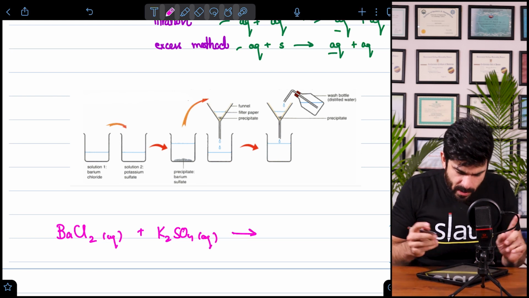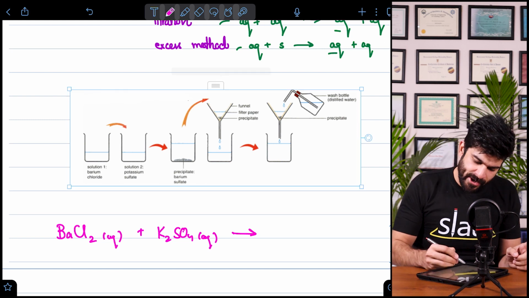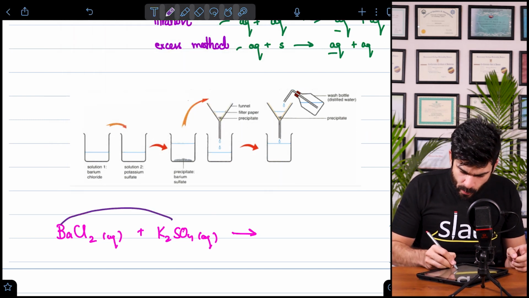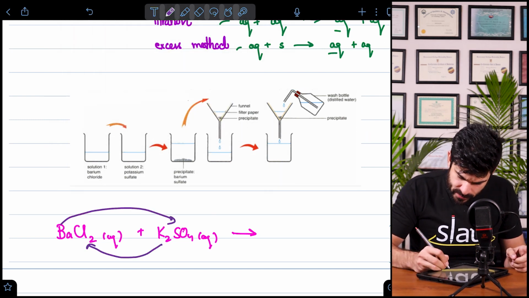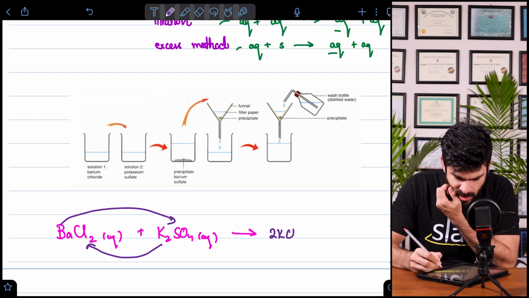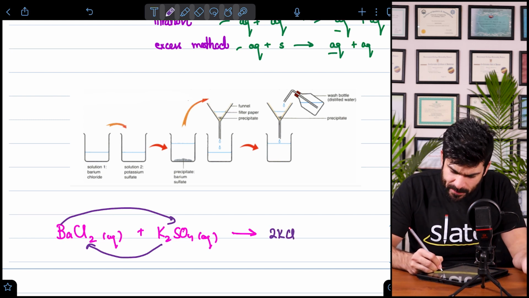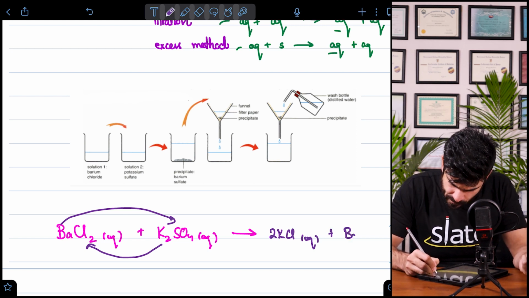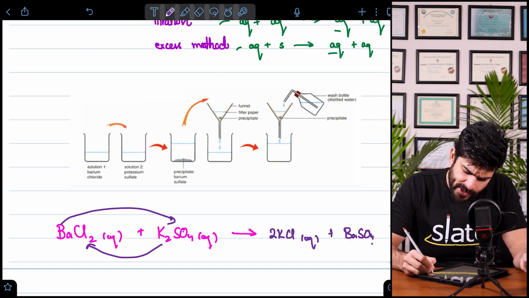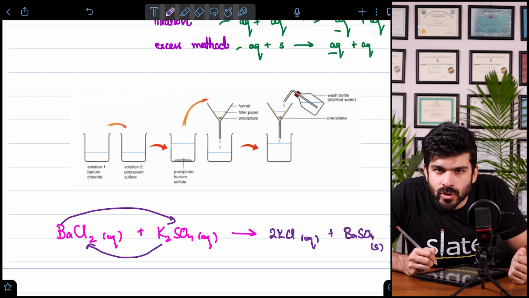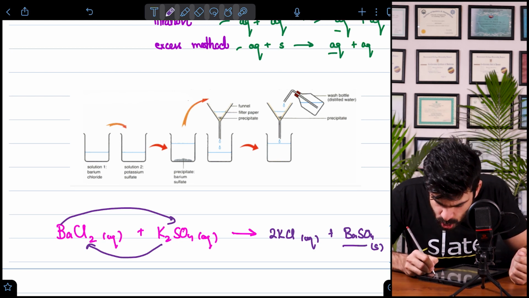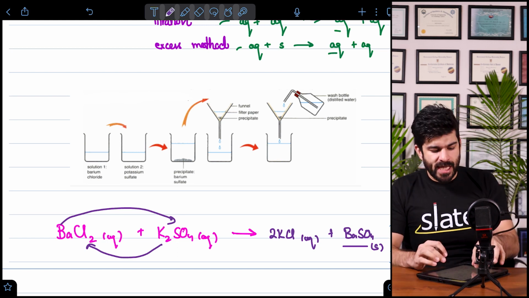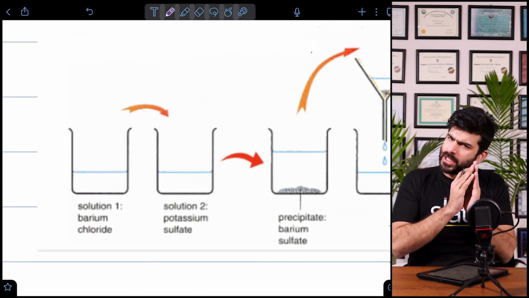There will be a double displacement reaction. Barium will go with sulfate, potassium will go with chloride. So we get 2 moles of KCl, all chlorides are soluble, except silver and lead. And barium sulfate. So what do we recall about barium sulfate? That's a solid, that's an insoluble salt. So when you have an insoluble salt being made, we have to follow this process. So that's a basic one.